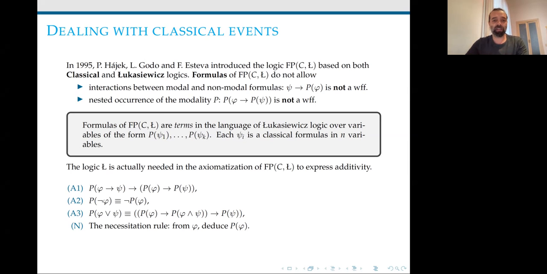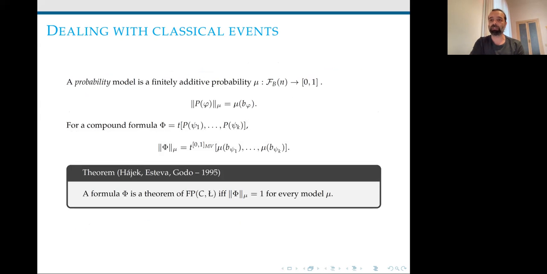Maybe you can think it is a quite poor language, but in fact, it is enough for expressing all the properties of probability measures. In fact, the axioms that Luis presented are these three axioms together with the necessitation rule, in particular the axiom A3 that expresses the finite additivity law of probability functions. So this is the syntax, those are the axioms, and models are, of course, probability measures.